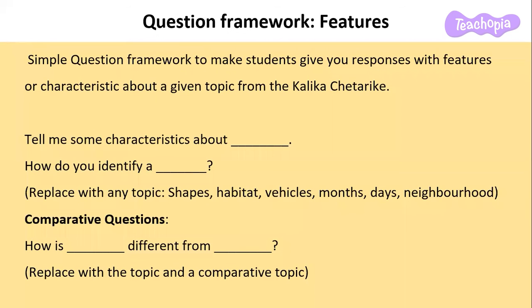And so on. Now, when you want to ask children questions based on features, and you want them to tell you the features or characteristics that you've taught them about a particular topic, here are some questions that you can ask. Tell me some characteristics about dash. How do you identify a dash? Now, here you can replace the dash with any topic: shapes, habitats, vehicles, months, nouns, adverbs, verbs, and so forth. Now, here are some comparative questions. How is dash different from dash? You can replace the dashes with the topic and with a comparative topic.